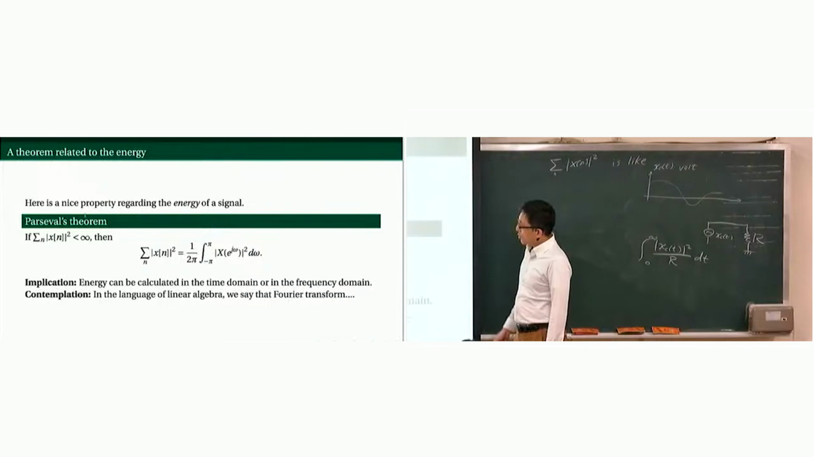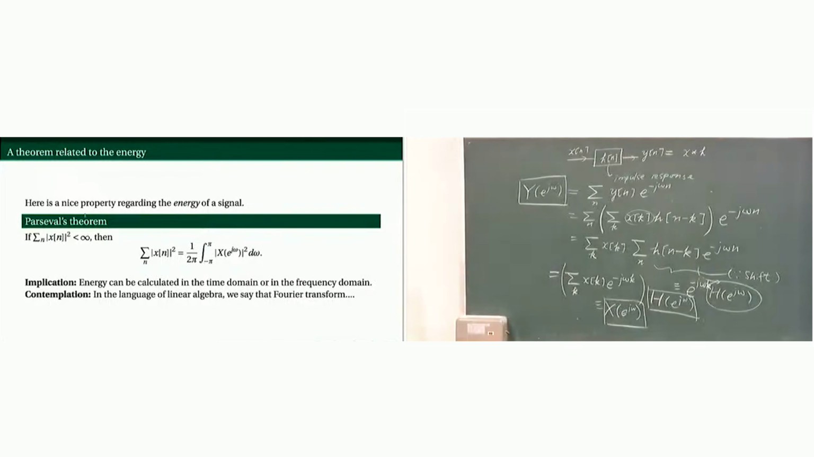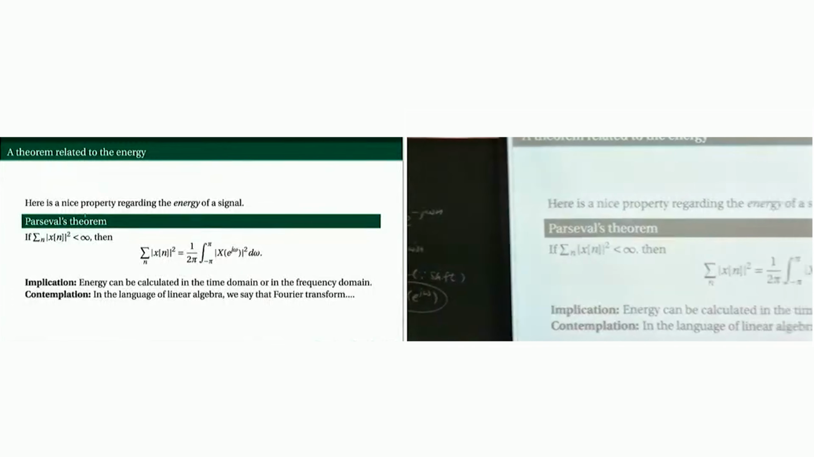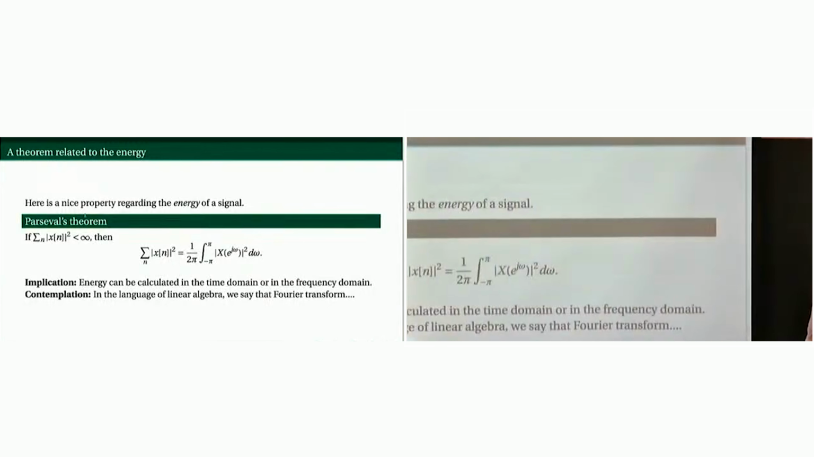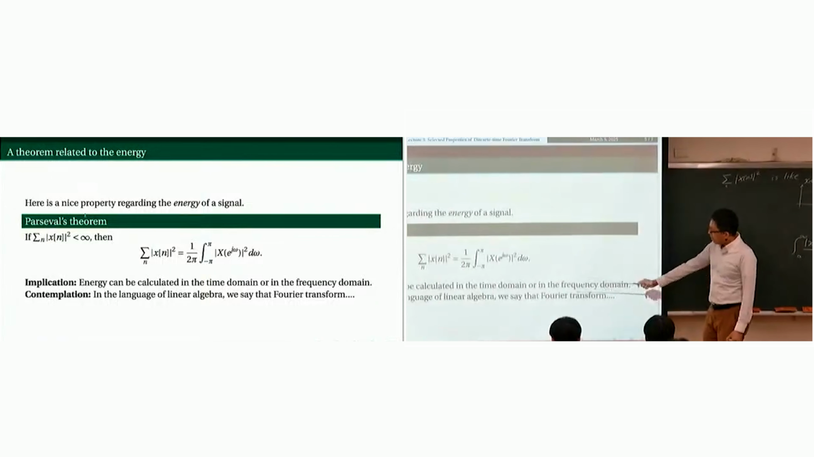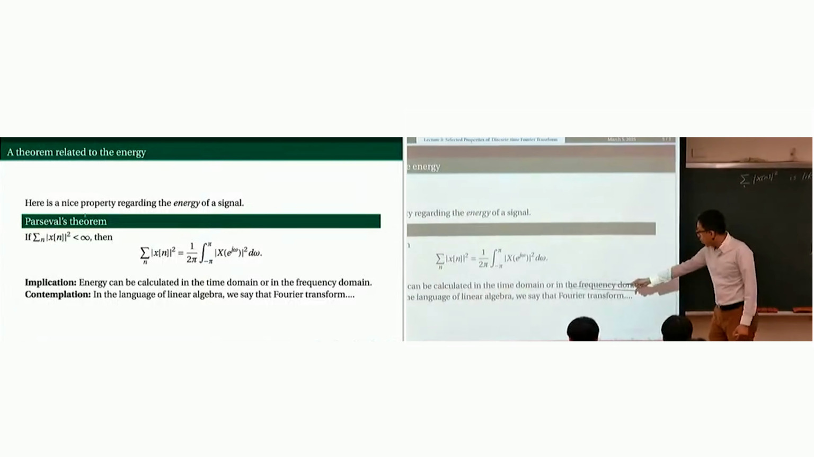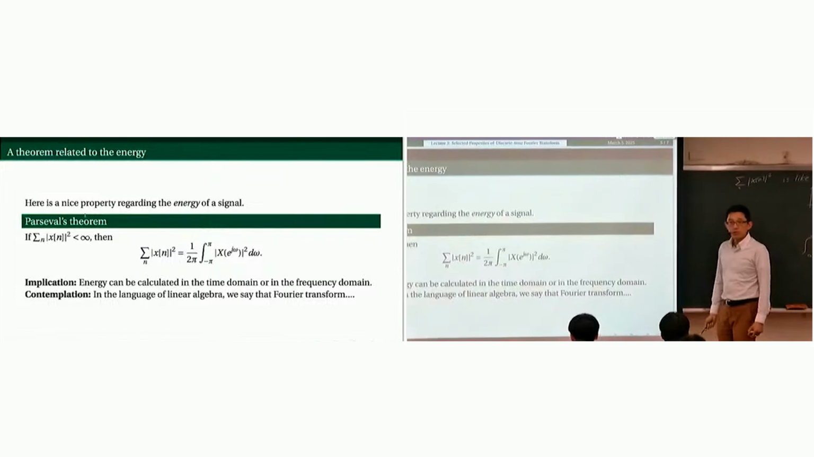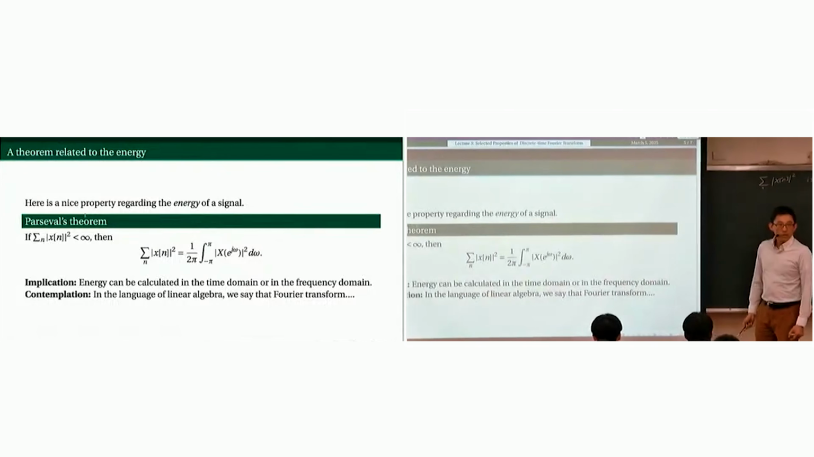In practice, you can imagine such things: the sum of squares in time equals the integral of the square in frequency, with a factor of 1/2 pi. So the message here is an implication: energy can be calculated in the time domain or in the frequency domain. The result is going to be the same. The only difference is a factor of 2 pi, not super important.